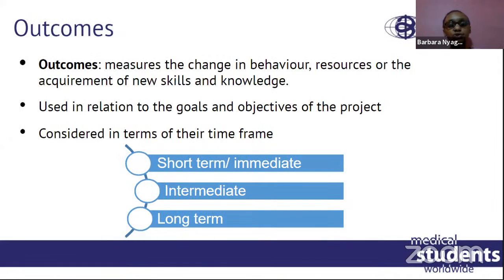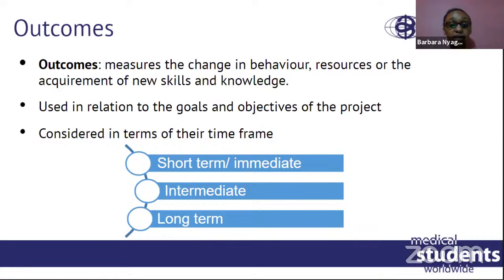So now we're looking at the two basic components that you look at when you're doing activity assessment. We first look at the outcomes. The outcomes are what measure the change in behavior, resources, or the acquirement of new skills and knowledge. And outcomes are always used in relation to goals or the objectives of the project or the activity. And of course, outcomes are classified in terms of their time frame.